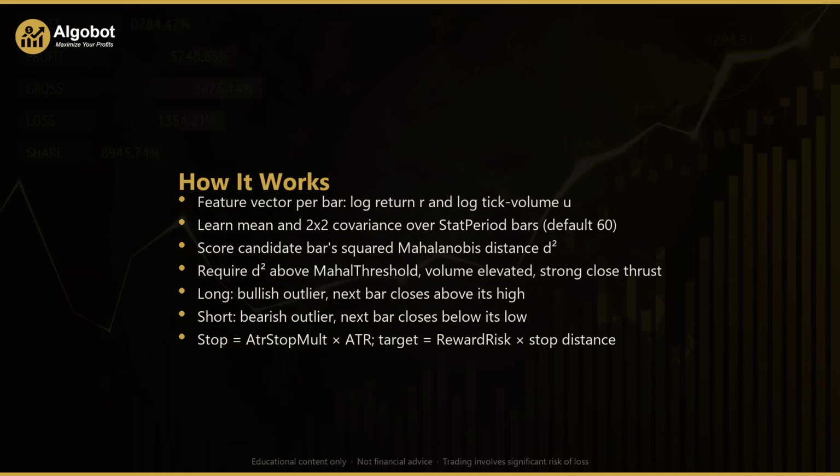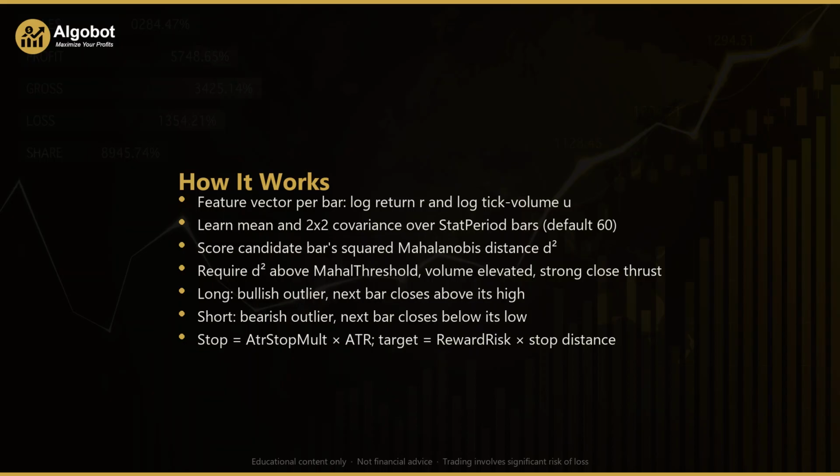On every newly closed bar, the strategy builds a small feature vector with 2 numbers. The first is the log return, the natural log of the close divided by the previous close, which captures both the direction and the size of the move. The second is the log of 1 plus tick volume, which stands in for participation and activity. Over the last StatPeriod bars, which defaults to 60, the expert advisor computes the average of each feature and the 2x2 covariance matrix.